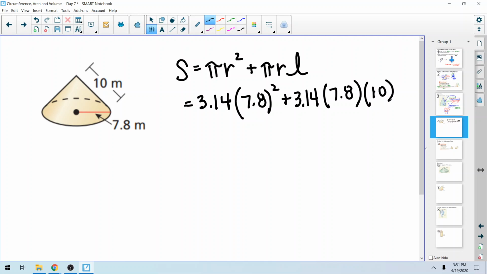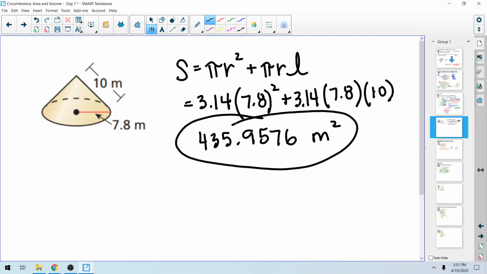So grab your calculator. 3.14 times 7.8 squared plus 3.14 times 7.8 times 10. And this time I'm getting 435.9576 meters squared. If we don't want to worry about rounding, just leave all the decimals on there. But if this is a multiple choice test, just pick the one that is closest.